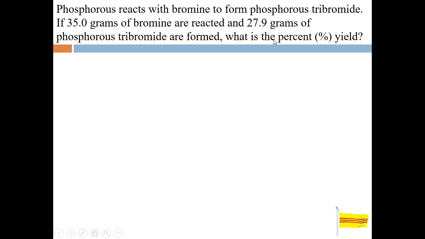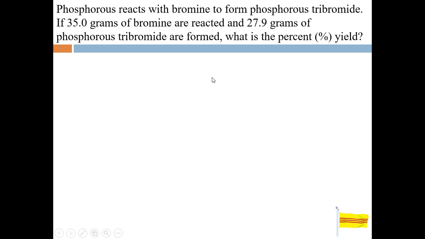Okay, so the question asks you what is the percent yield. So to do percent yield, you need two things. You need the actual and the theoretical. In this particular statement, it actually gives you the actual already because it states here that you received 27.9 grams of the product side. All right, so let's go ahead and attack this.